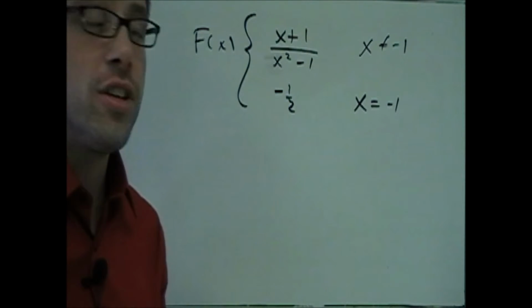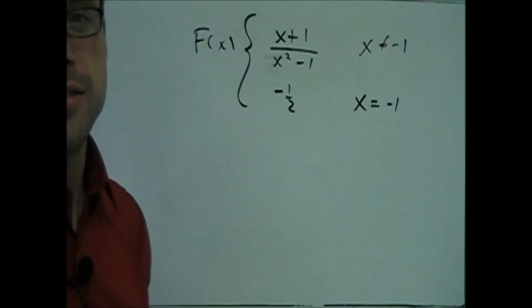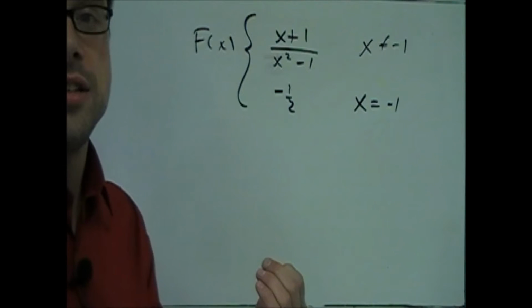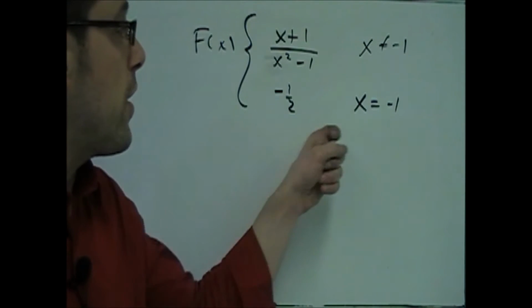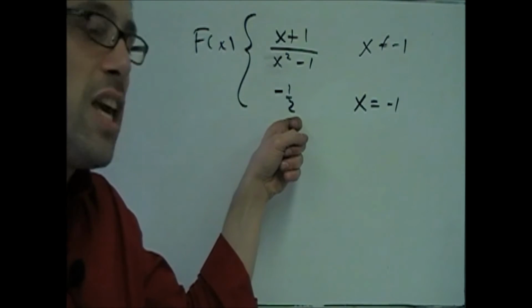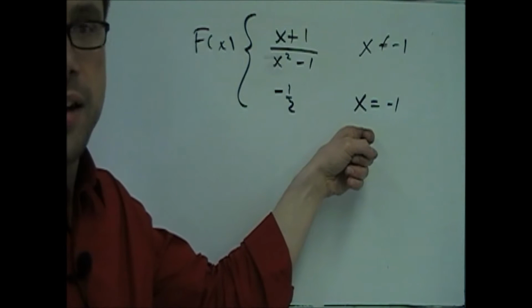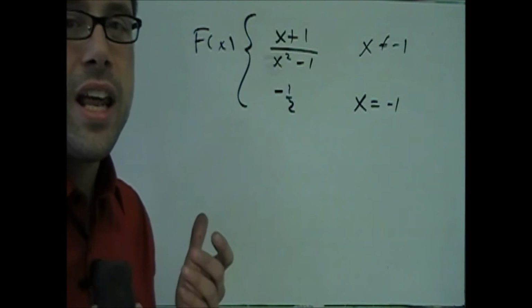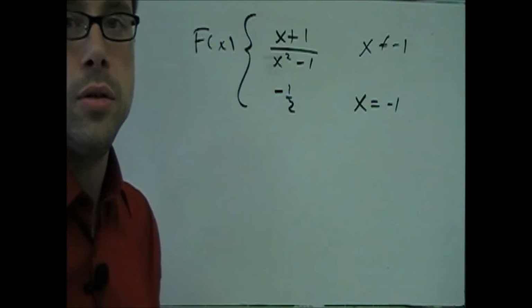So I've made the function continuous at this x value. Not only does the limit exist, but I know the limit is -1/2. Moreover, if I define the function to be equal to -1/2 at that point, now I have a function that's continuous there. So again, it was a removable kind of discontinuity.